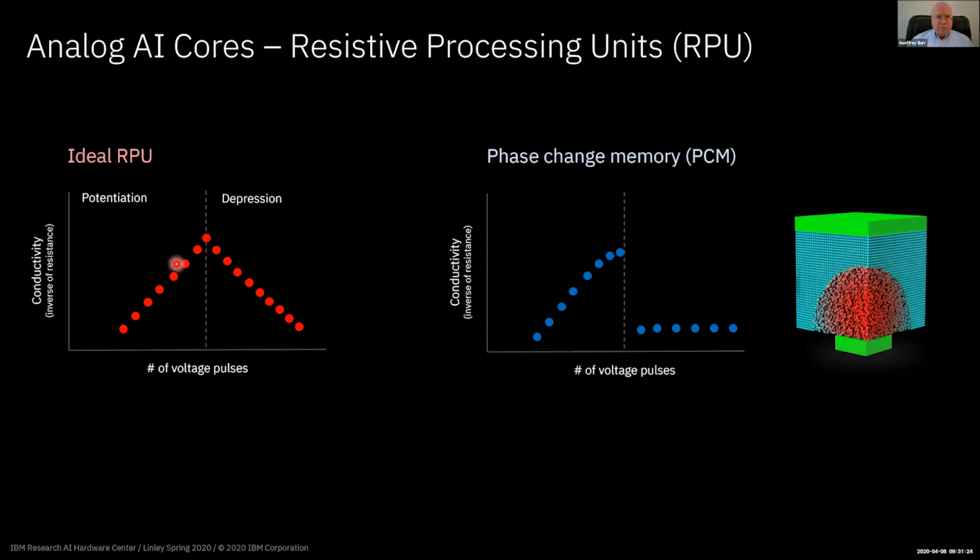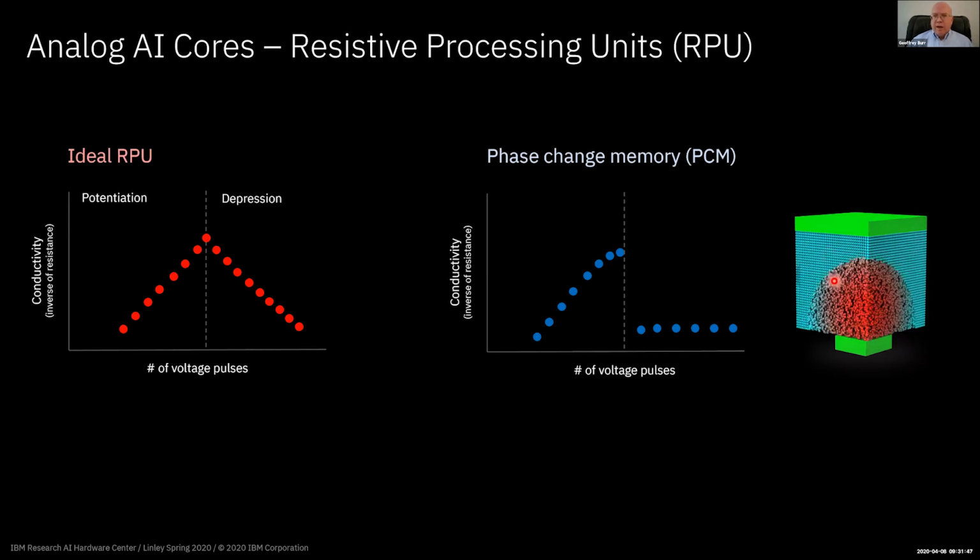So the ideal response would look something like this. When I look at conductivity as a function of the pulses that I'm applying, no matter where I am in terms of the conductivity, whether I have a large weight or a small weight, when the neural network asks the weight to go up or asks the weight to go down, that change in conductance is the same. Our most mature memory device that we're working with is called phase change memory.